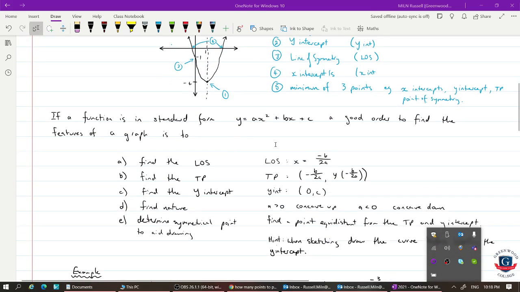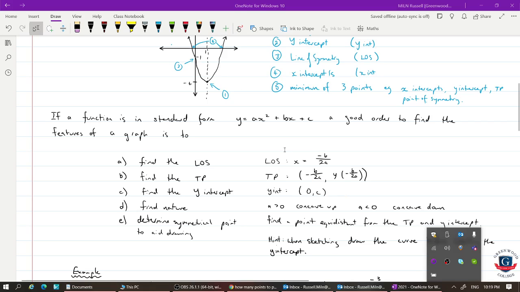Now, depending on how the function is given to you will depend on what you would show on the graph and how you would calculate it. So we'll start with a standard form equation, and the order that I would do for most cases is listed over here. So I would start by finding the line of symmetry by taking the b and the a value and substituting it into this equation. Once I have the line of symmetry, I would substitute the value back into the equation to get the corresponding y value for it, and that'll give us the turning point. I'll then find the y-intercept by taking c and placing it next to 0.